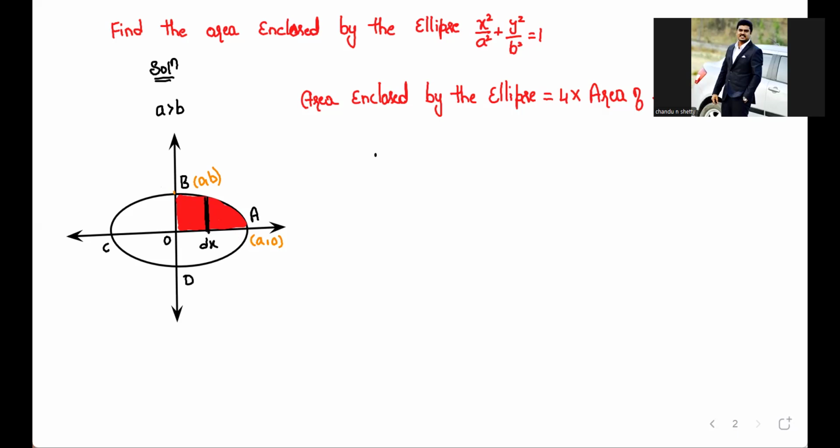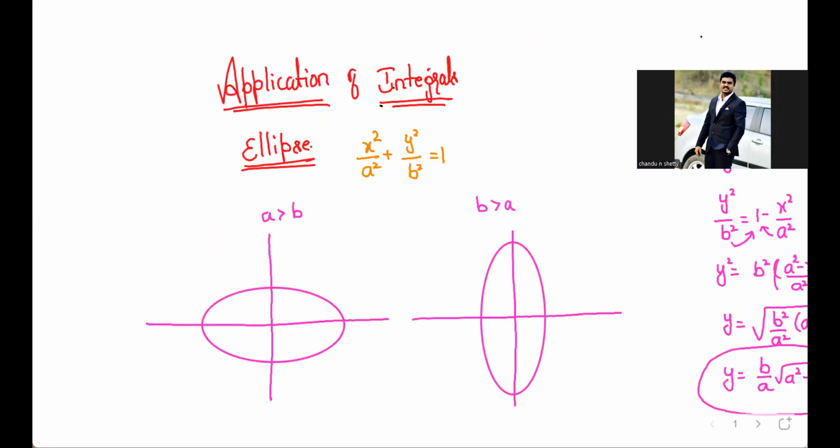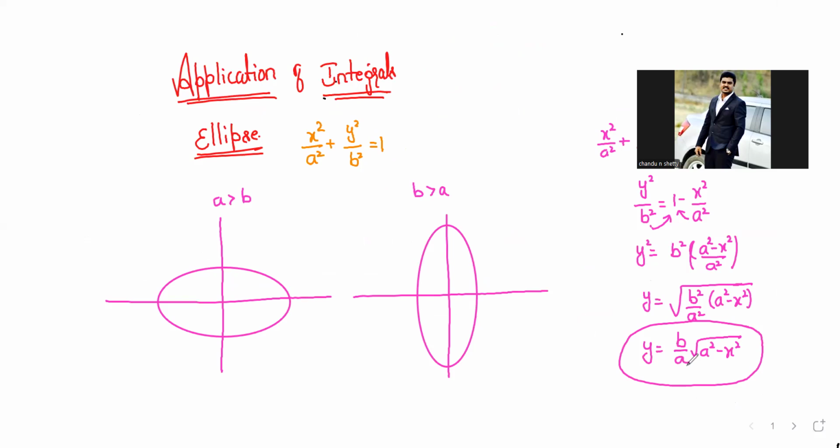Now I'm doing this with respect to dx, taking the limit from 0 to a. Observe: 4 into the integral, lower limit 0, upper limit a, of y dx. We have already found the y value. You can observe y equals b by a root of a square minus x square.